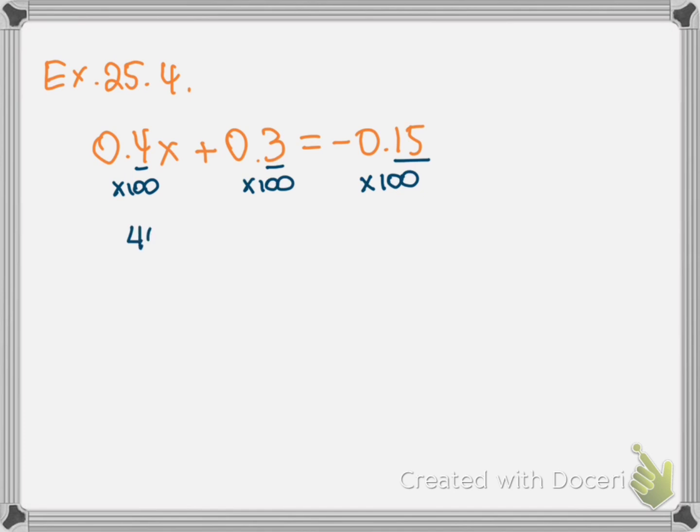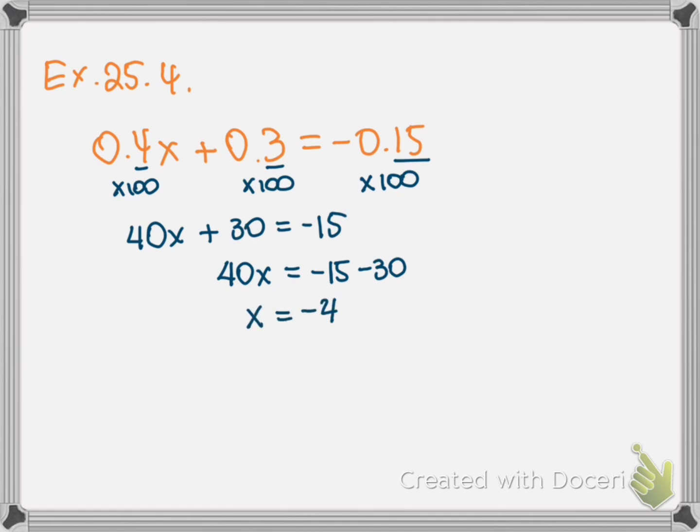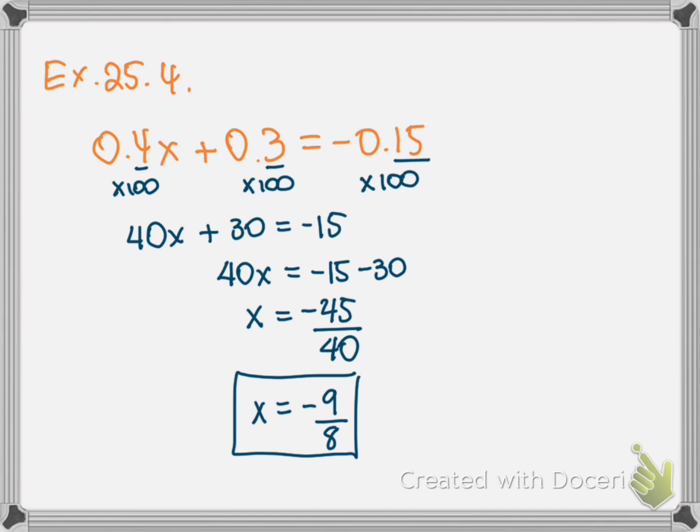And when we do, we get 40x plus 30 and -15. And then we have a common equation that we're going to solve. So -15 minus 30, because the 30 is adding and it goes to subtract, is -45, and the x is multiplying, and so we're going to pass it to divide. And again, in this case, we can't divide, but we can reduce. So we divide both of them by 5, and on the top we have a 9, and on the bottom an 8. So that's it.